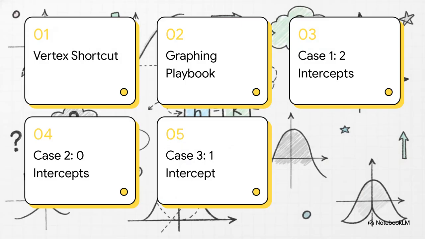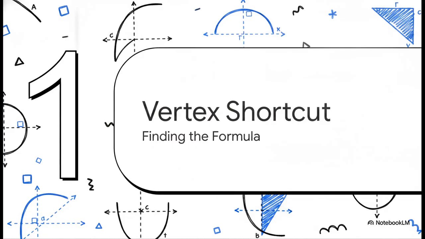Okay, here's our roadmap. We'll start by looking at the vertex shortcut formula. Then we'll build out a graphing playbook, and finally, we'll put it all to the test against 3 distinct boss battles. Case 1 with 2 intercepts, Case 2 with 0 intercepts, and Case 3 with just 1. Let's get right into it. Part 1. The vertex shortcut formula.